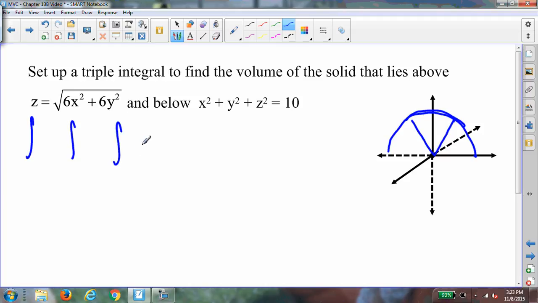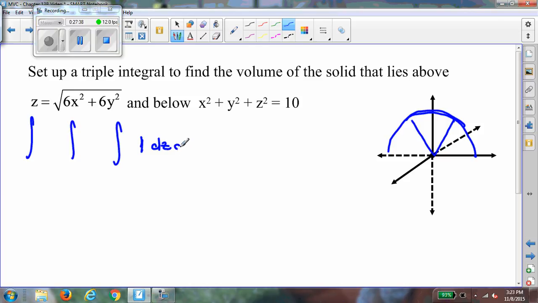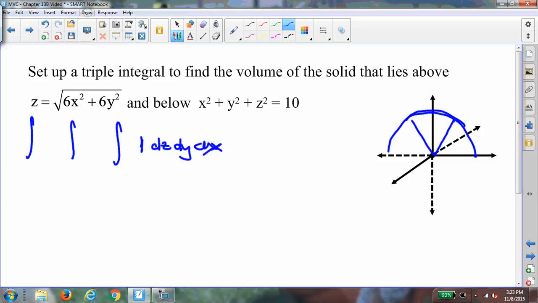So again, to find the volume of a solid, we just put in f of x, y, z equals 1, and then we set up our coordinate system. I'm going to start with dz, and then we'll do dy, and then dx. dz, because we have a very clear upper and lower surface for z, so that's why I'm going to start with that. So if I start with z, the upper surface would be the hemisphere, so that's going to be square root of 10 minus x squared minus y squared. And then the lower surface is the cone, so square root of 6x squared plus 6y squared.